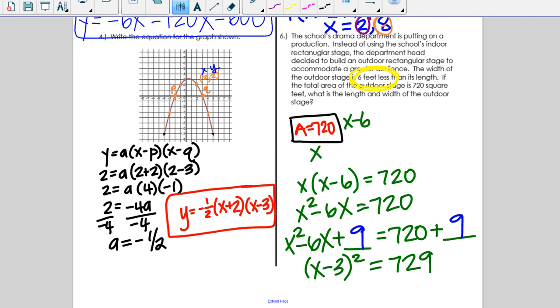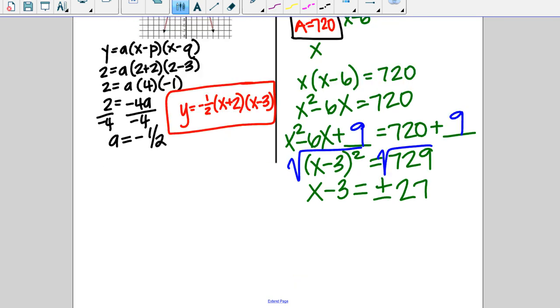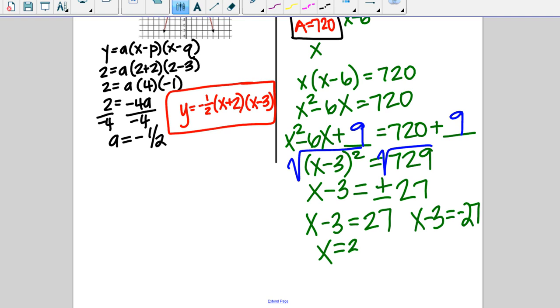Okay, so here I can square root both sides. We end up with x minus 3 equals plus or minus the square root of 729, which is 27. I would not expect you to know that on a quiz or a test, so I'm just going to tell it to you now, unless I give you a calculator, obviously. So remember, this means x minus 3 could equal 27. That also means x minus 3 could equal negative 27. So if I add 3 to both sides here, I get 30. If I add 3 to both sides here, I get negative 24.